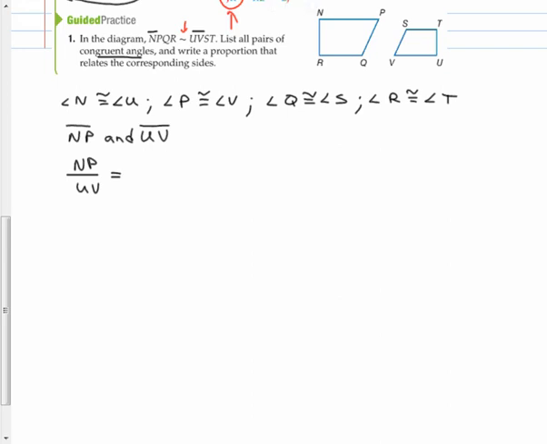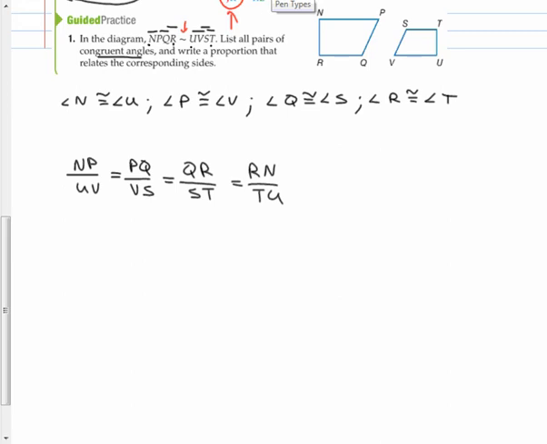Equals, if I take the next two, which would be PQ and VS, PQ to VS, which will equal the next two, QR and ST. QR to ST, which will equal, and then I can do the last one and the first one, RN to TU. So there we have all our corresponding angles, and all the sides are proportional to each other.